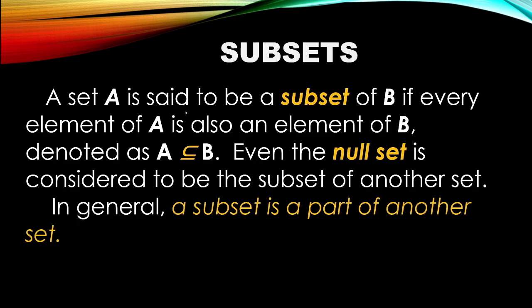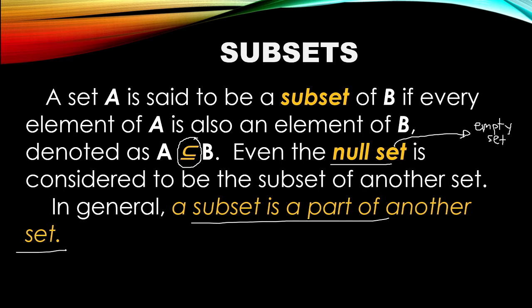Subsets. A set A is said to be a subset of B if every element of A is also an element of B, denoted as A is a subset of B. So, this is the symbol for subset. Okay. Even the null set is considered to be a subset. So, ang null set ay, ito yung tinatawag na empty set. So, ang empty set is also a subset of another set. So, in general, a subset is a part of another set. Part siya ng isang set.